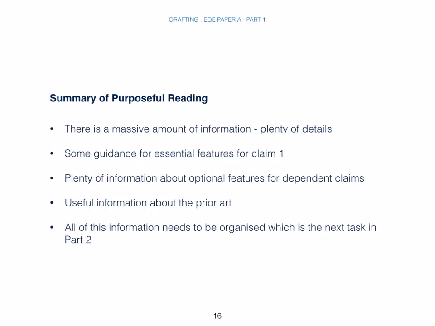We have also some useful information about the prior art and about the relationship of the client's invention to the prior art that we will be able to use when we are arguing for novelty or inventive step over the prior art. And all of this information, massive amount of information, needs to be organized, and the organization of this information is the next task which is part 2 of this tutorial.